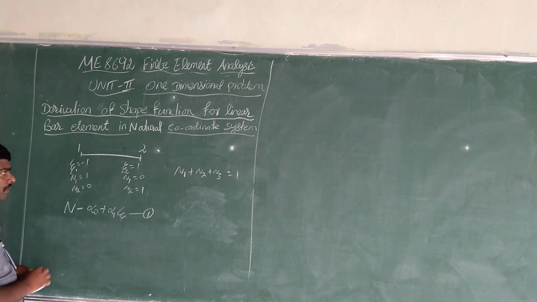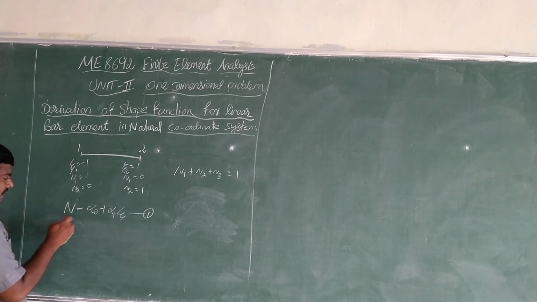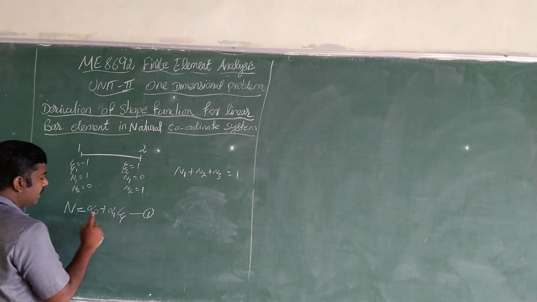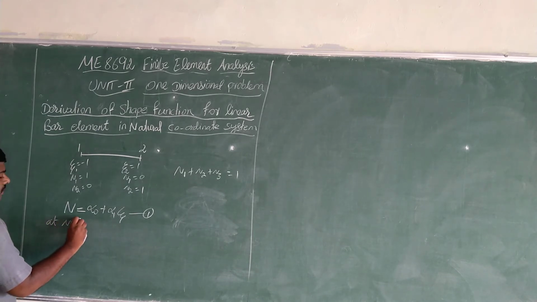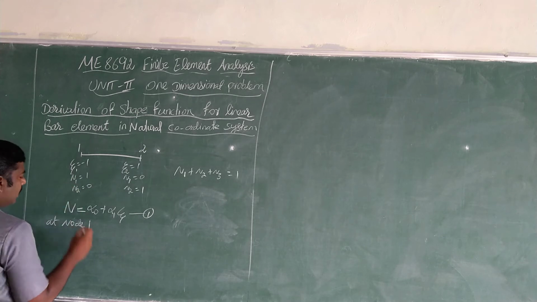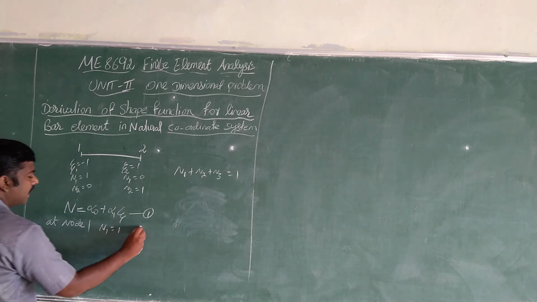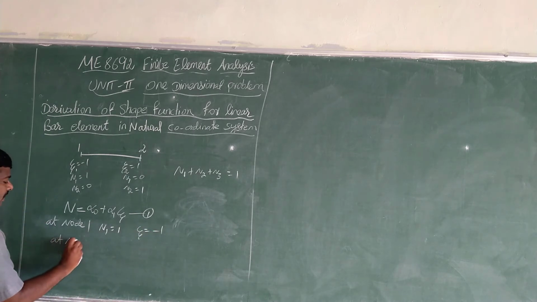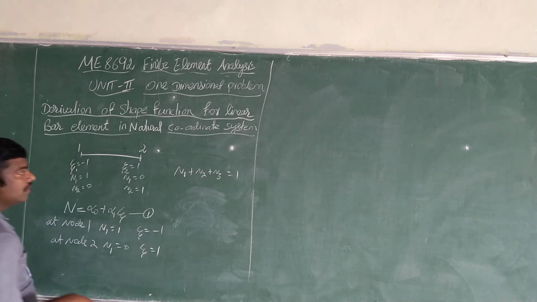So it's a two noded bar element, therefore the trial function is given by shape function n equal to alpha naught plus alpha 1 psi, where alpha naught and alpha 1 are the coordinates. So consider at node 1, here n1 equal to 1 and psi equal to minus 1. At node 2, n1 equal to 0, psi2 equal to 1.